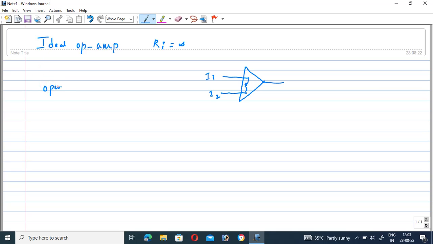open loop gain is infinity. That means AV is equal to voltage gain, AV is equal to output voltage by input voltage. In an operational amplifier, the input voltage means V2 minus V1, which we can call VD. So V0 is equal to AV times VD, where D is the difference voltage.